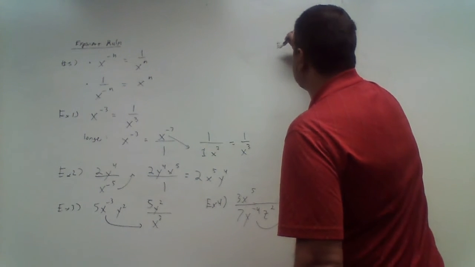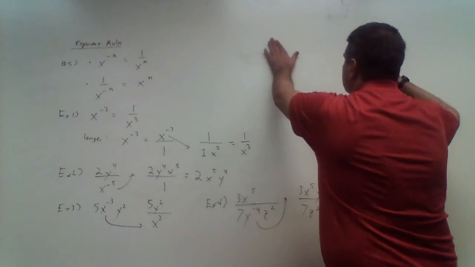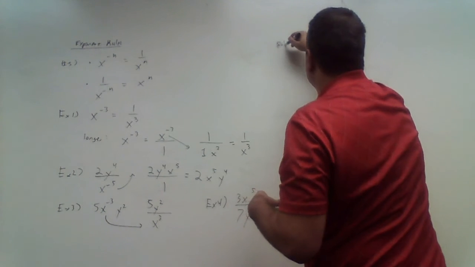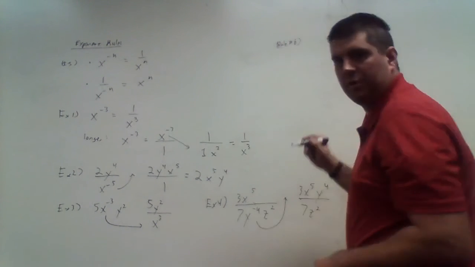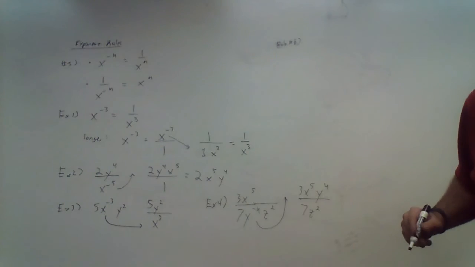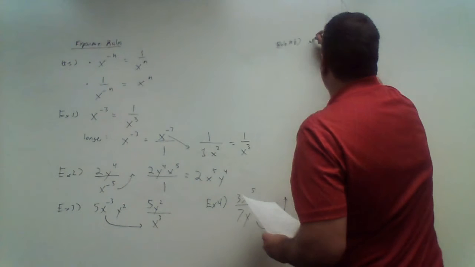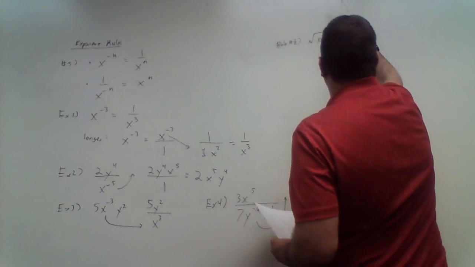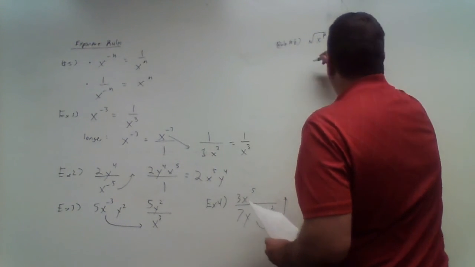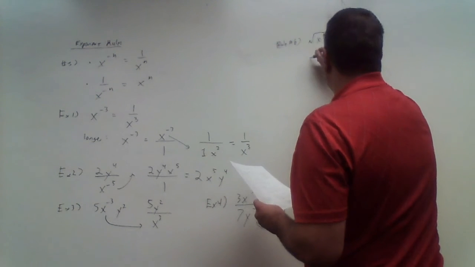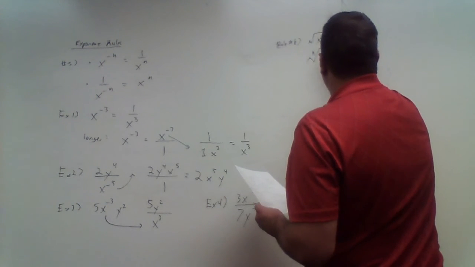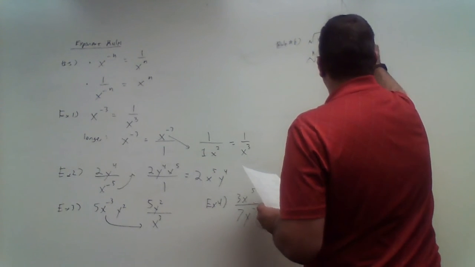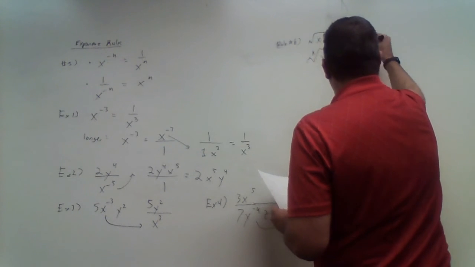Rule number 6. The square root of x to the pth power is that power cut in half. And in general, the nth root of x to some power is x to that power over the n.